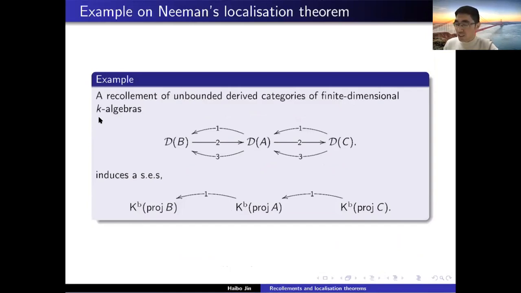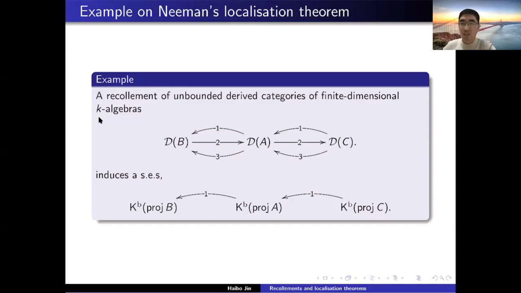So let's consider the special case: a recollement of unbounded derived categories of finite dimensional algebras like this. Then Neeman's localizing theorem tells us the first two functors induce a short exact sequence of K^b(proj). This is because in this case, K^b(proj) is just the subcategory of D(A) of compact objects.